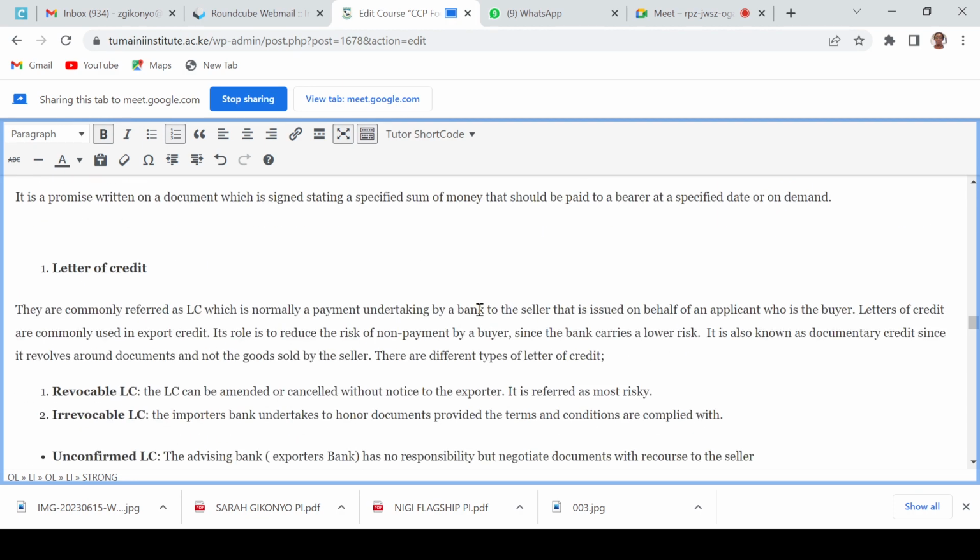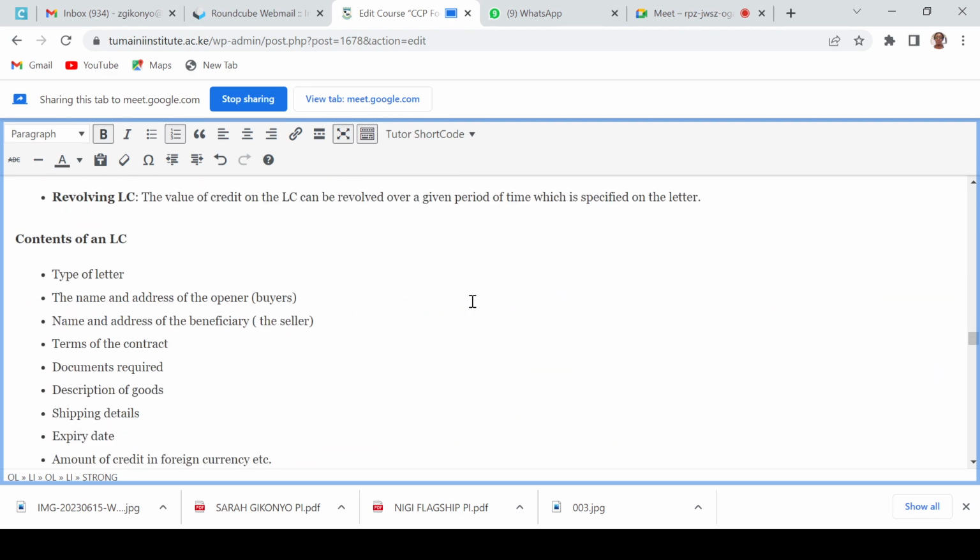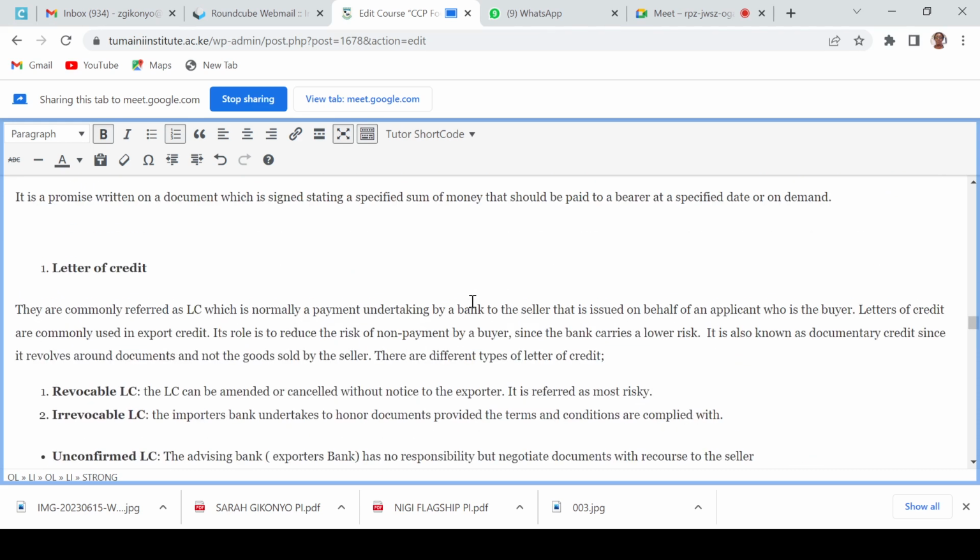Now, finally, under payment methods, you will allow me not to talk about letters of credit. Why should I not talk about letters of credit? I would want to cover them when we are doing export trade. This is another form of payment. It might be used in trade, but it is commonly used in export. I would want to talk about it when we talk about trade credit. When we go there, we will just mention it.